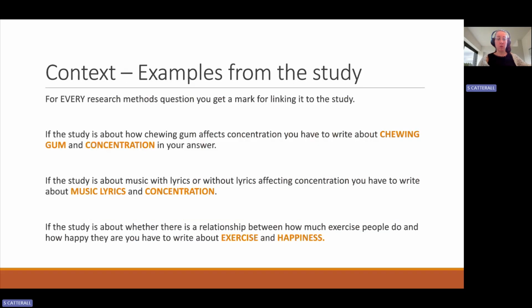Now, for every single research method question on both paper 1 and paper 2, you need to make sure that you put every single answer in context. What that means is that if you have a piece of research, the scenario that comes either on paper 1 or paper 2, and it says something like you've got to do a study on chewing gum and concentration, or another study on music lyrics and concentration, or exercise and happiness, or stress, or bullying, what that means is that every single answer that you write needs to be in reference to that.